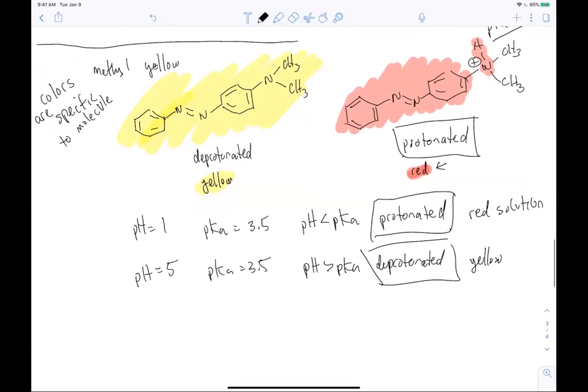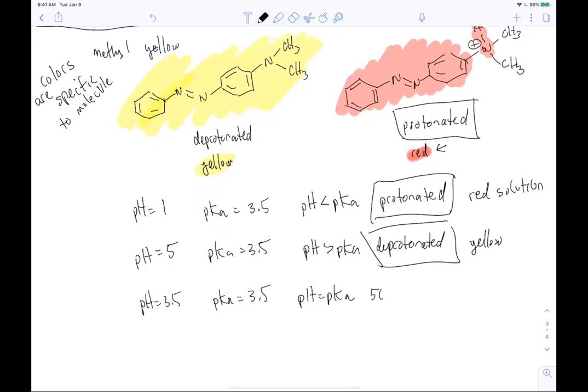And then what happens when the pH is equal to 3.5? That's the place where the pKa and the pH are exactly equal, and so it's going to be 50-50 protonated to deprotonated. Since it's 50-50 and I have both yellow and red present, yellow and red make orange. And so we perceive the solution as orange.